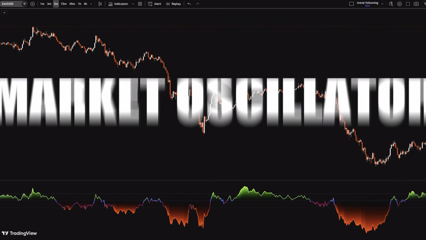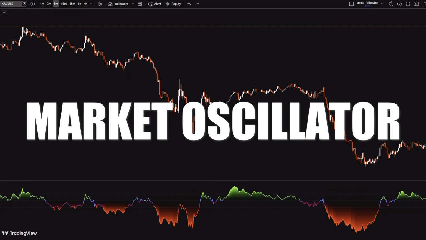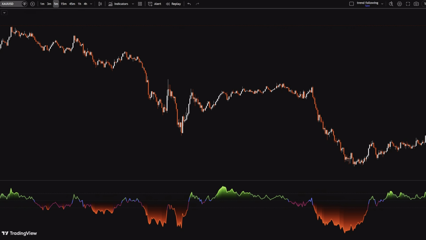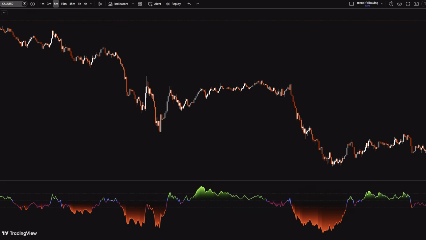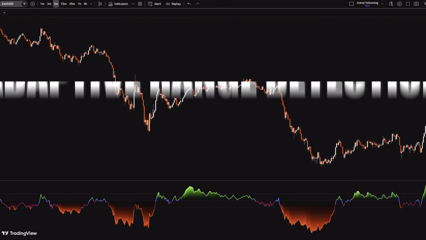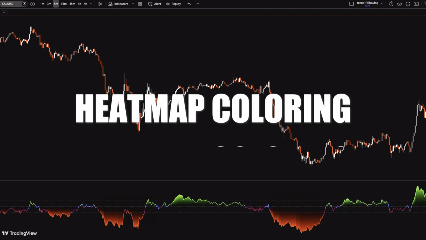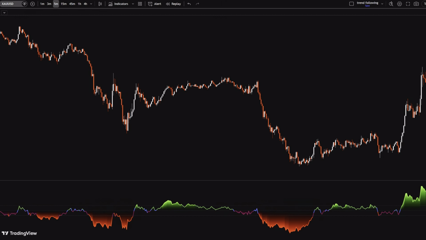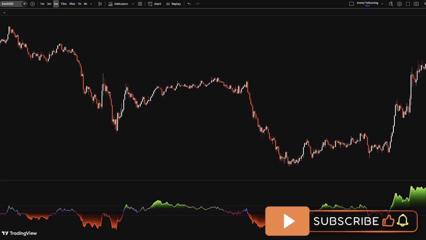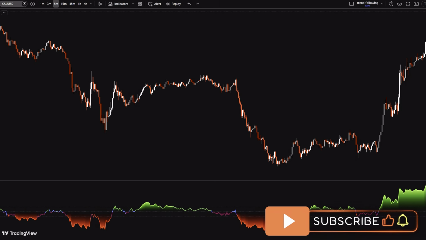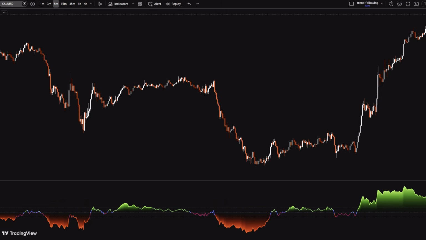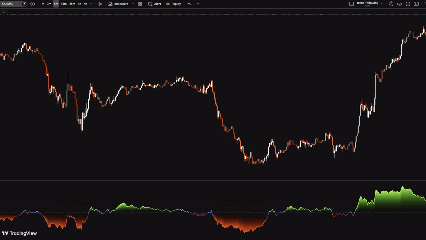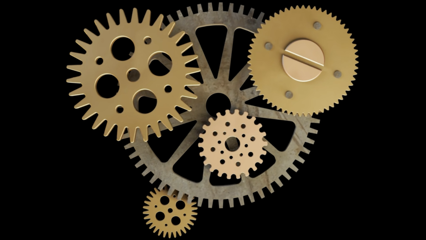The range oscillator is a dynamic market oscillator designed to visualize how far price is trading relative to its equilibrium range. Instead of relying on the traditional overbought oversold thresholds, it uses adaptive range detection and heat map coloring to reveal where price is trading within a volatility adjusted band. The oscillator maps market movement as a heat zone, highlighting when price approaches the upper or lower range boundaries, signaling potential breakouts. But we're not using it like any other trader in the world. We're going to make some special adjustments to the indicator.